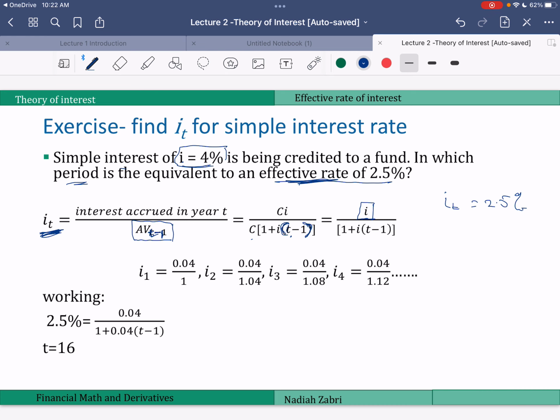If we find the amount for time T, it will be 1 plus I T. But this one is T minus 1, so this one is also T minus 1. If you simplify this equation, then you'll get as such. Now you will find the T that makes this equation equal to 2.5%. Then you will get T equals 16.